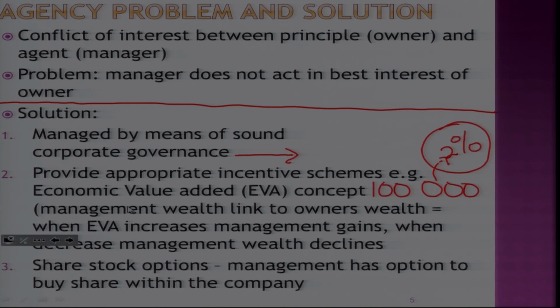Another solution can be share stock options. So the one is economic incentive schemes, and the other one is sound corporate governance. That's the 3 solutions: sound corporate governance, incentive schemes, and share stock options. Now, management has the option to buy shares within a company.